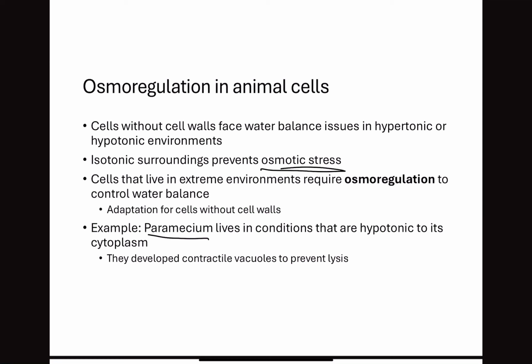Paramecium is actually hypertonic to the pond water that it lives in. And despite a plasma membrane that is less permeable to water than other cells, water is actually going to continually enter the paramecium cell. So to get around this problem, those paramecium cells have this specialized organelle that is called a contractile vacuole. And these contractile vacuoles function like bilge pumps and they force water out of the cell, which is going to prevent lysis.